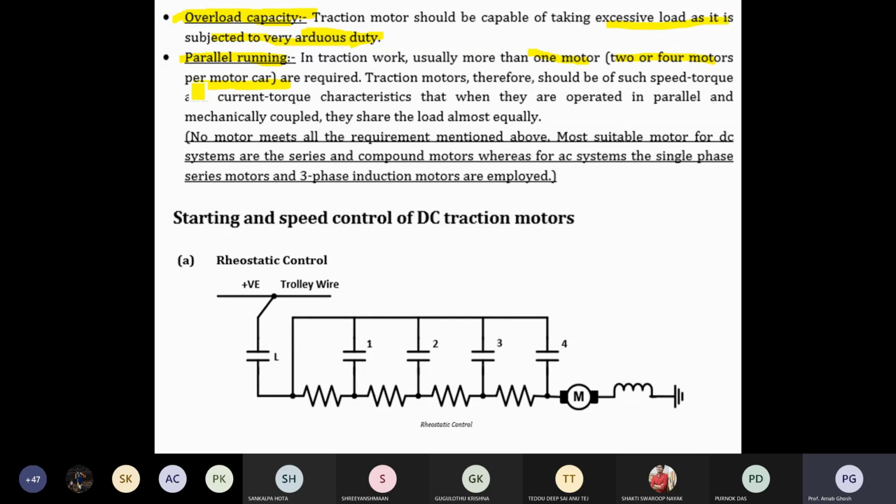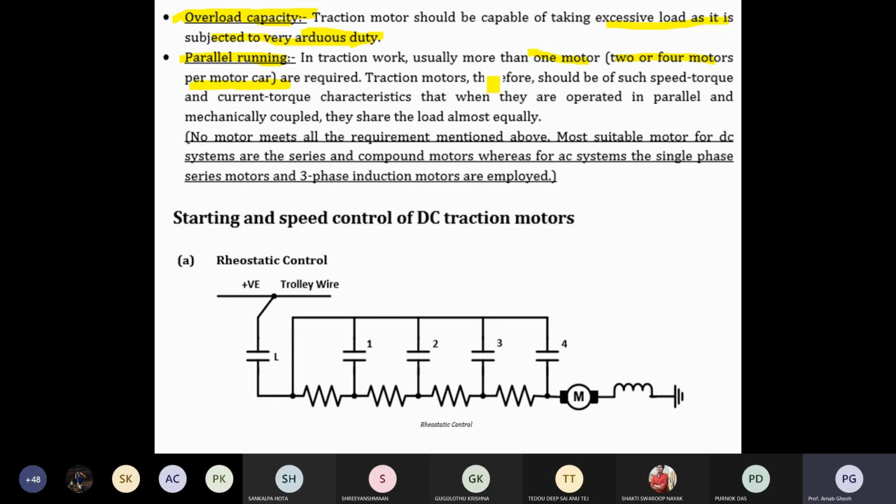How do you identify the motor coach? By the presence of the pantograph. If the pantograph is there, it is the motor coach. Just look below the motor coach. If you see 4 pairs of wheels, that means one pair is driven by one traction motor. So one traction motor can drive one pair of wheels. If it has 4 pairs of wheels, then 4 traction motors are required. That's why it comes to 2 or 4 motors per motor car.